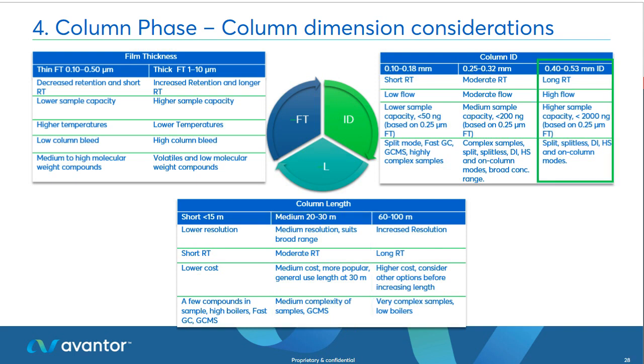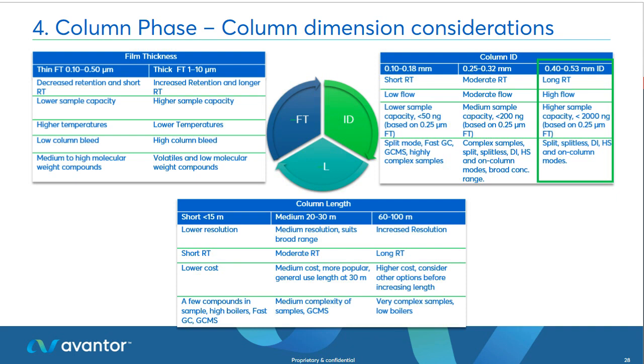Looking at the ID, let's look at the larger end of the IDs. So we've got 0.4 to 0.53 millimeters ID. So these tend to be for high flow methods, higher capacity of samples. So you've got maybe 2,000 nanograms of sample, and this is based on a column that has a film thickness of 0.25 microns. And then this method that you'd fit with a larger ID tends to be splitless.